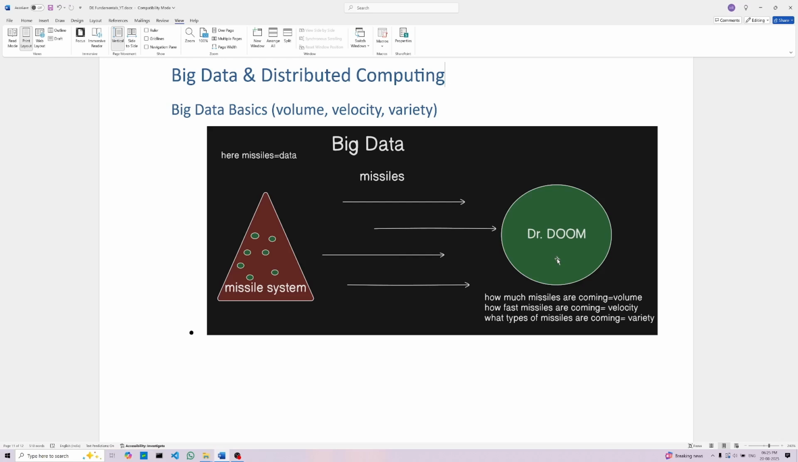So these three concepts are very much important in big data: volume, velocity and variety. These three questions you need to remember. But in this case we are not talking about missiles. Missiles means data.